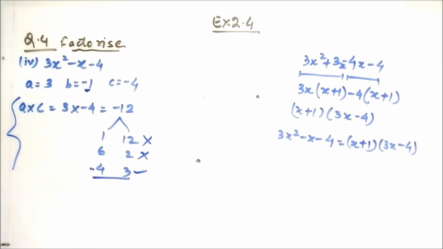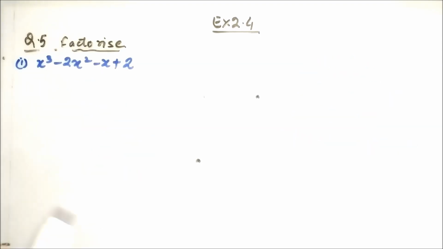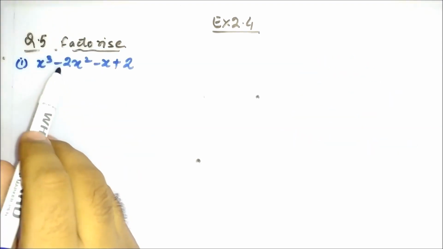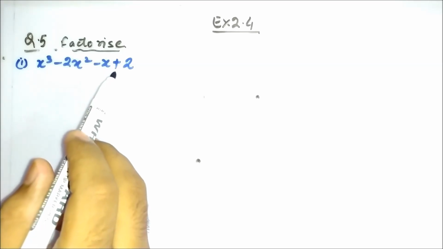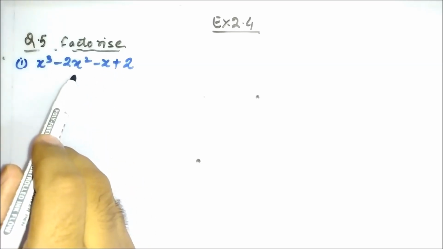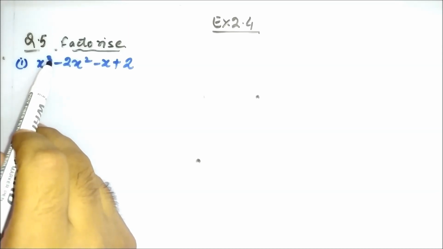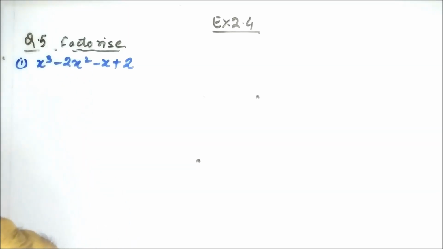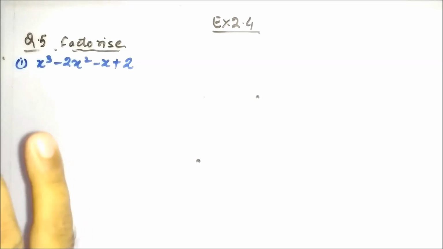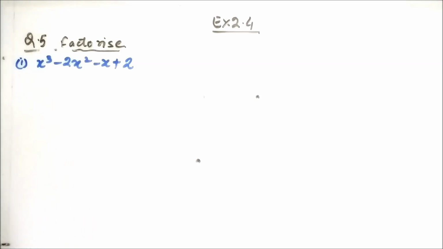Okay, so let us see what is question number 5. So question number 5, first part is x cube minus 2x square minus x plus 2. So here we have a cubic polynomial because degree of this is 3. Okay, the variable has the highest power 3. So this is a cubic polynomial. So we cannot go for splitting the middle term here. So there is a different method and procedure we need to follow, out of which one part will be splitting the middle term, which we have done in question number 4. Okay, and one part will be the division of polynomials, which we have also done in exercise 2.2, I think.